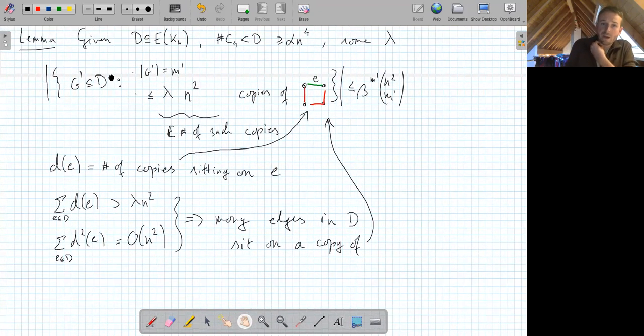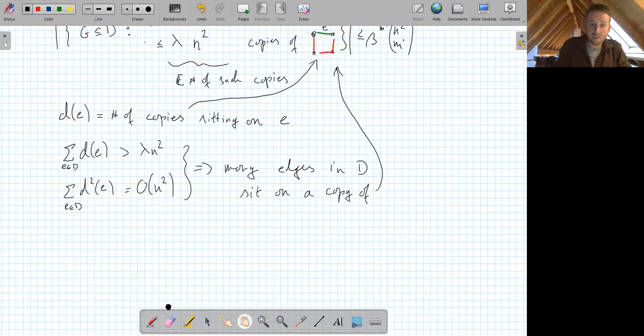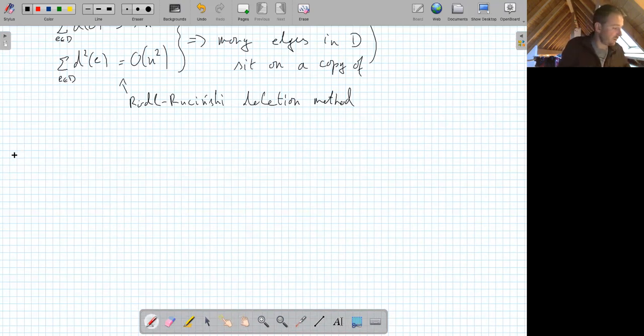So in other words, if this family of graphs G prime which have few copies is very small, then for almost all the graphs which do not belong to this family, we will not only have that they have at least some lambda n square copies of this, but with some extra effort, we will also have that linearly many edges in D, where linear means relative to the size of D, so order of n square edges of D, will sit on such a copy of C4. And this is proven by the Rödl–Ruciński deletion method. Okay, now this is really everything we need to do the proof.